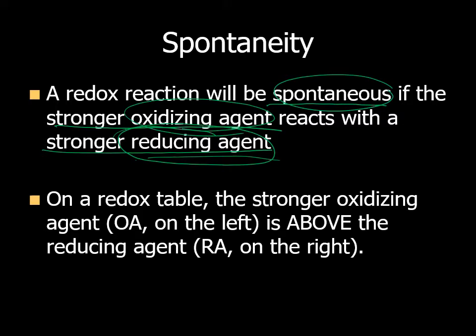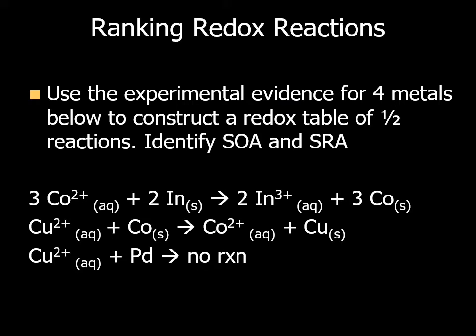Otherwise, you'd have to put in some work to get it to happen. So on the redox table, we're going to put the stronger oxidizing agent up on the top left, and as long as you have something on the top left combined with a stronger reducing agent, which will end up being below to the right, we will have a spontaneous reaction. So let's take a look at an example of how this could come together.